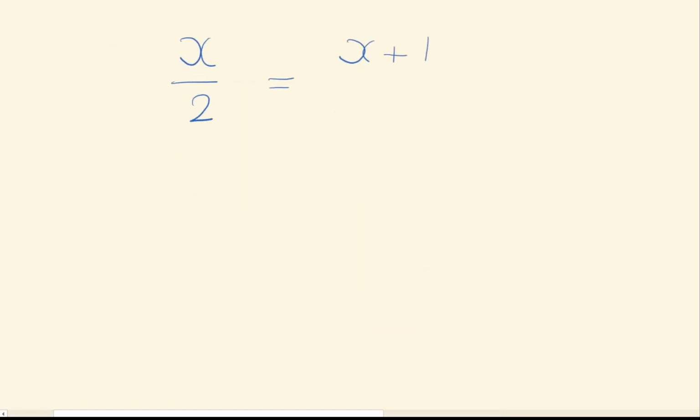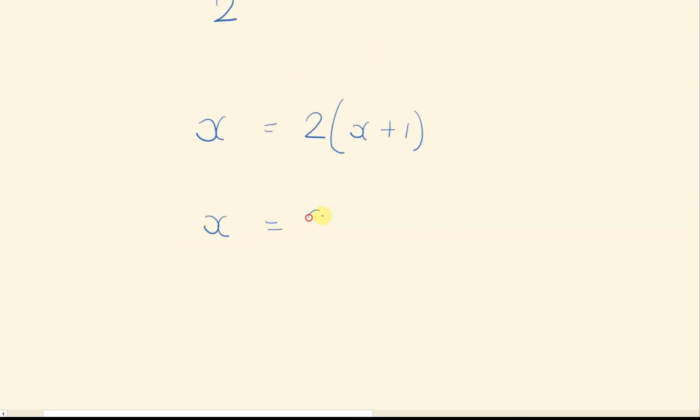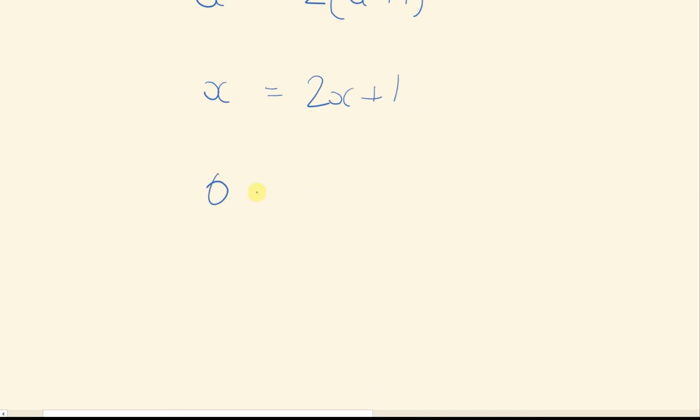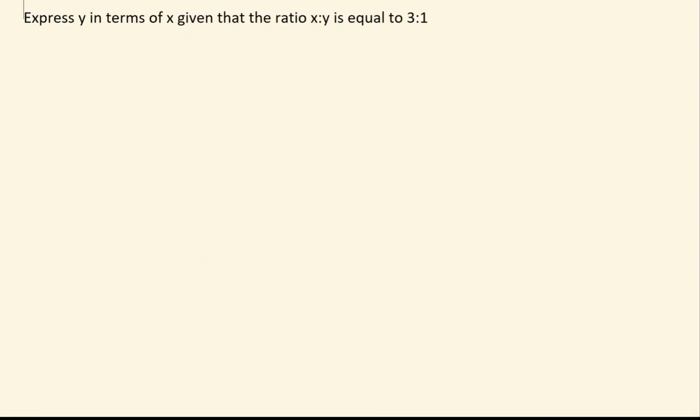So key rule, first thing we hate is any fractions. So we times everything by 2. Note with the right hand side, you're timesing it all by 2. That includes the x and the 1, hence why I put it in brackets. Then we're going to expand it out, and then we just solve that equation. So we get all the x's on one side, and then get everything else on the other side, and we are done. Okay, that's basically the whole idea.